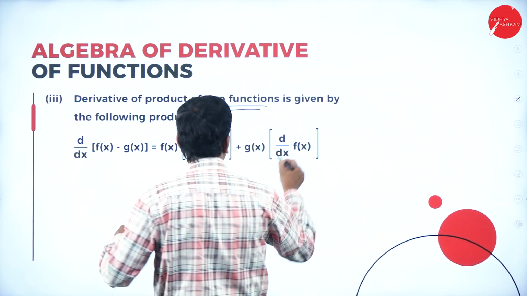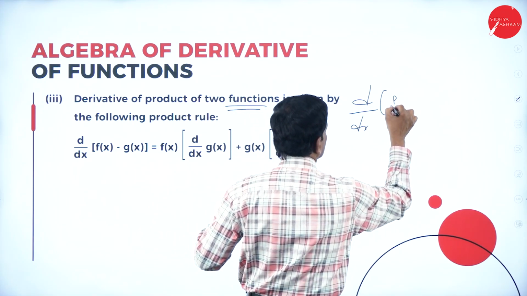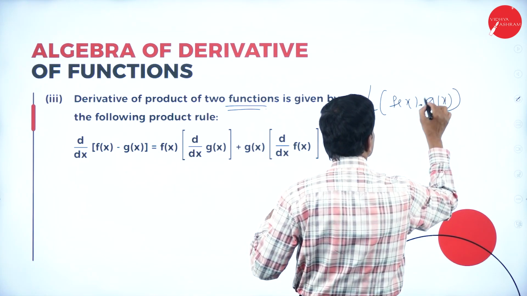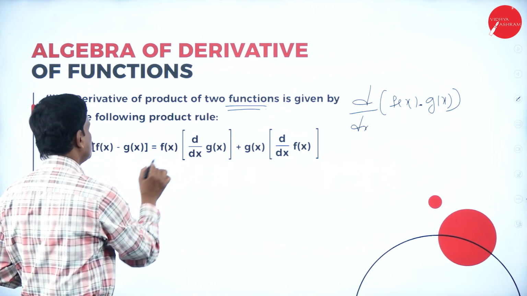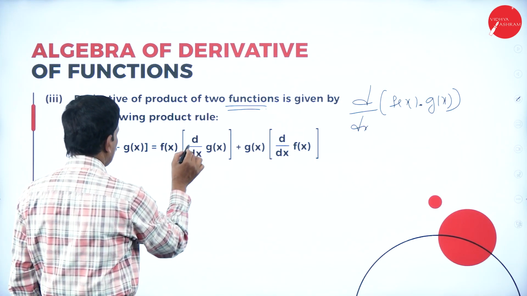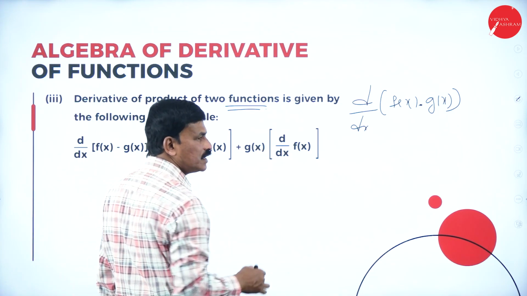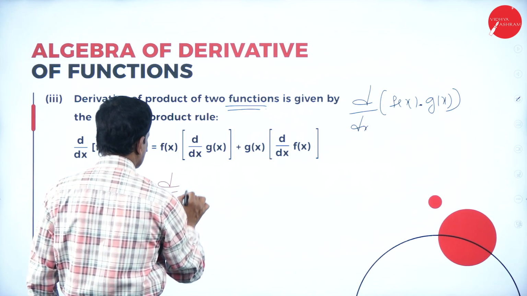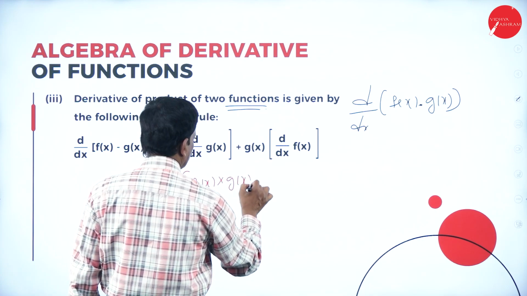The product of two functions is given as d by dx of f of x into g of x, which is equal to: here f of x constant, d by dx of g of x, plus g of x constant, d by dx of f of x.